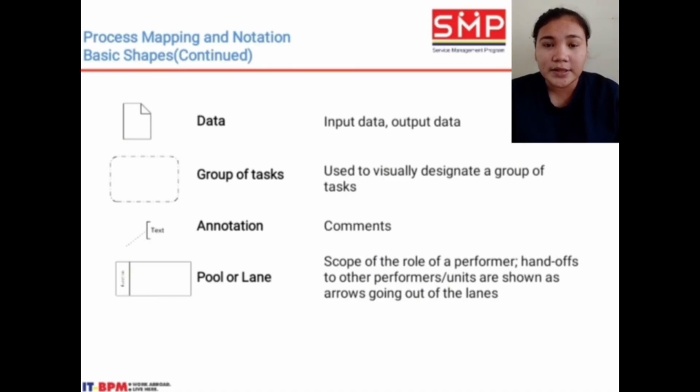The third one is annotation, meaning a comment or explanation added to the diagram, used when you want to clarify something, give notes, or add extra information. Next one is the pool or lane, meaning it shows who is responsible for specific steps in the process. A pool usually represents a whole organization or department, and a lane represents a specific role, team, or person within that group.